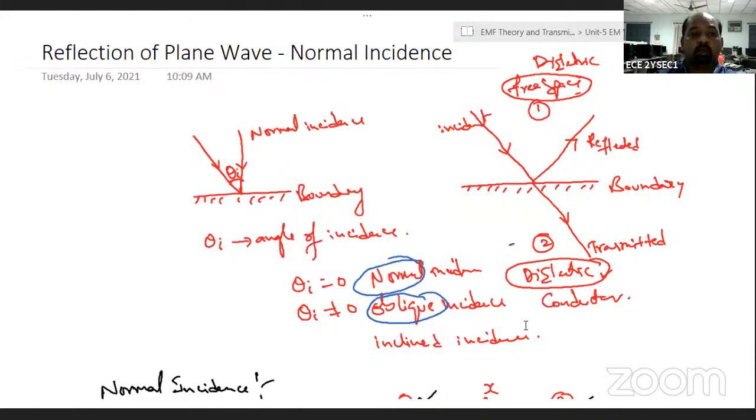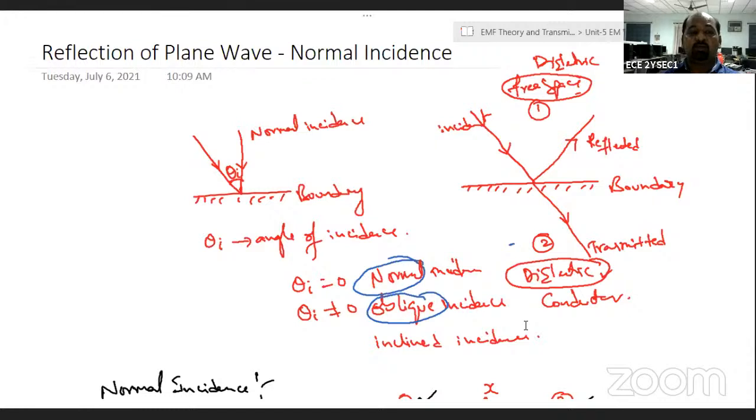In my last class, I discussed reflection of plane wave, normal incidence. What is meant by reflection of plane wave? Whenever an EM wave is incident on a boundary, in general, part of the wave transmits and part of the wave reflects back, and that is called reflection of plane wave.